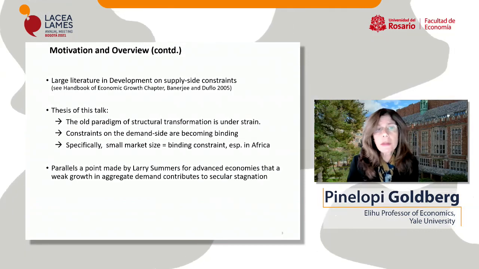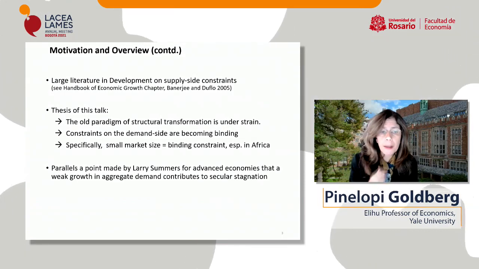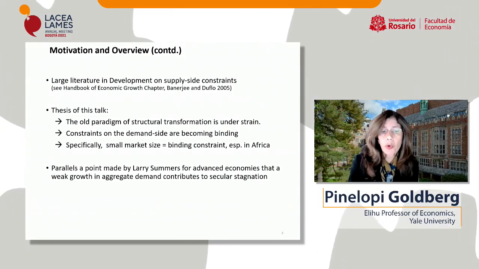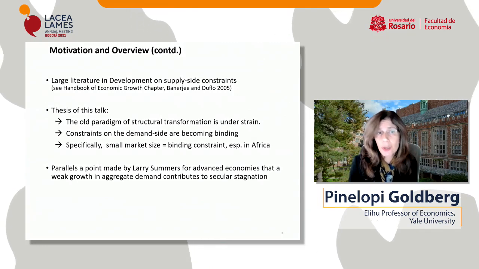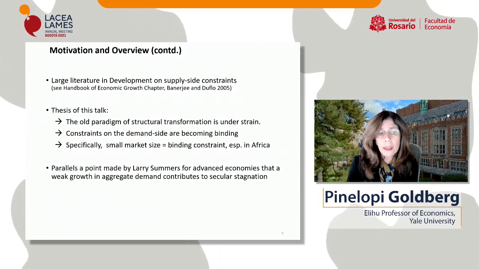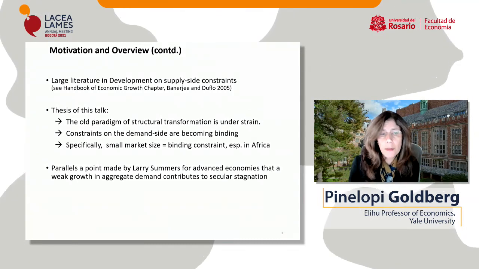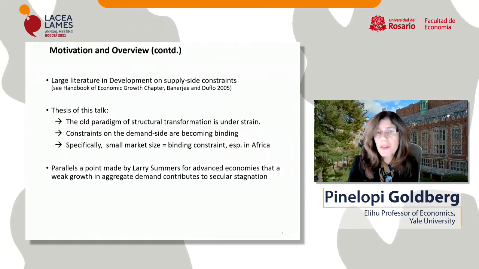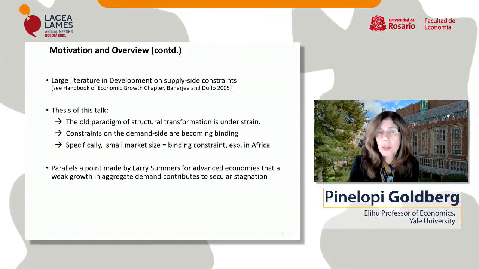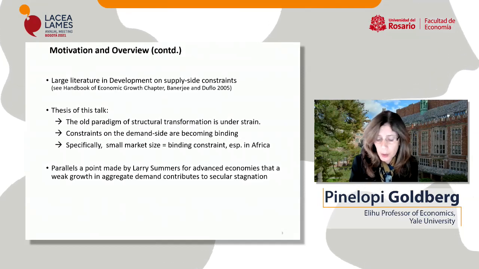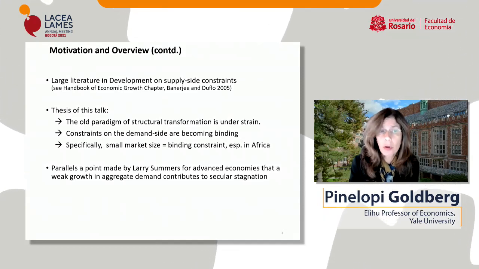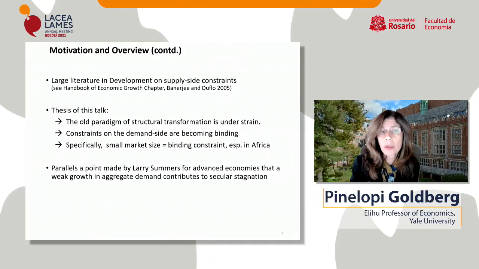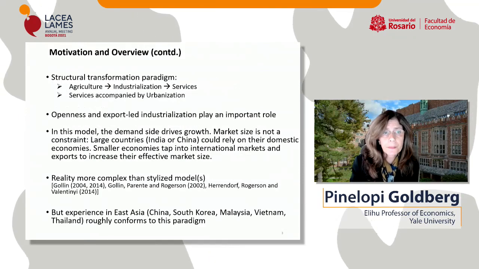So in some sense, you can think of the point that I'm going to make as being parallel to a point that Larry Summers has been making over the last few years, where he's argued that in advanced economies, the main constraint is the weak growth in aggregate demand, and he calls that secular stagnation. So I'm going to make the same point that demand is an important constraint these days, but I will make it in a very different context, namely in the context of low-income countries.